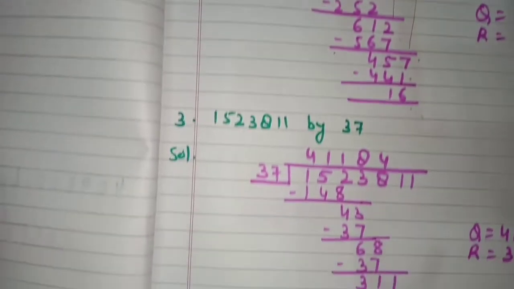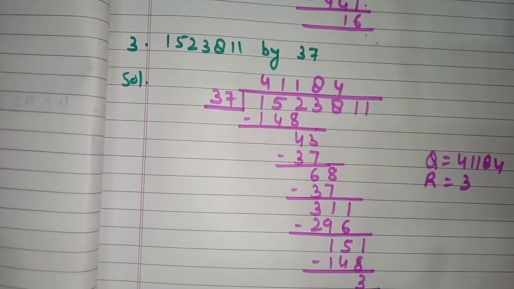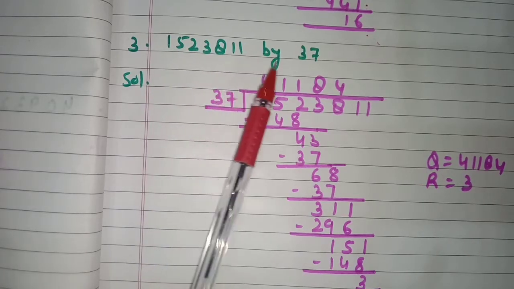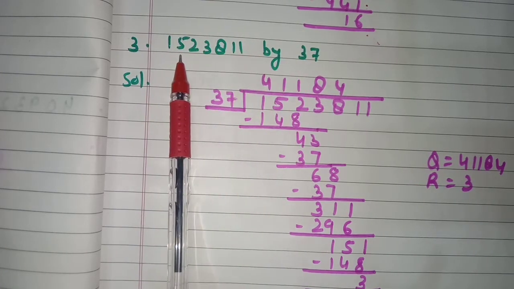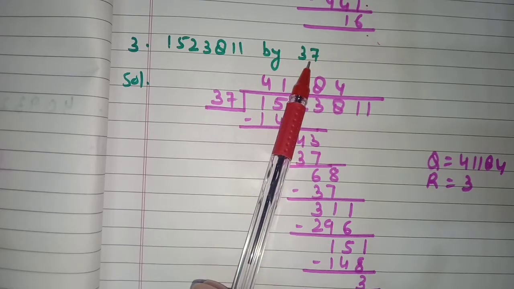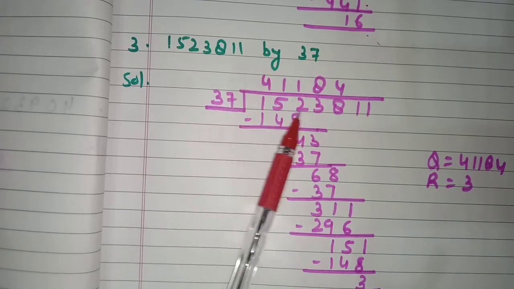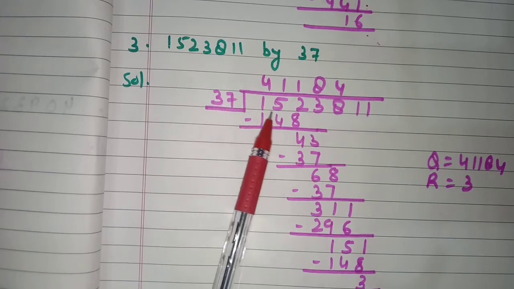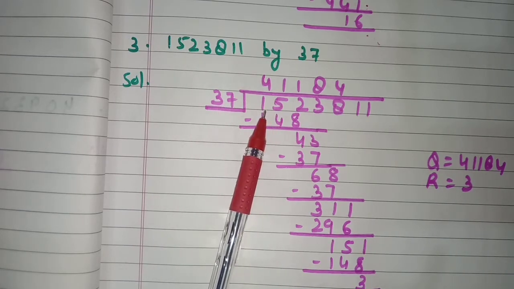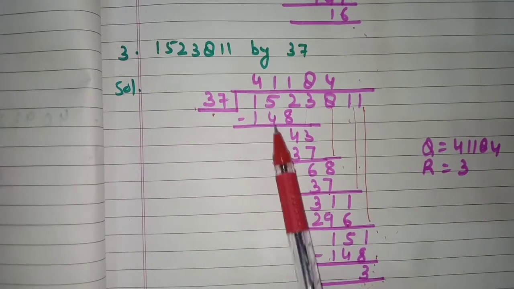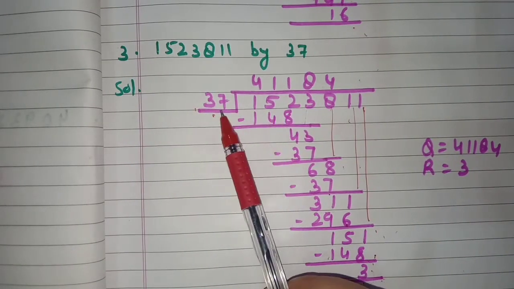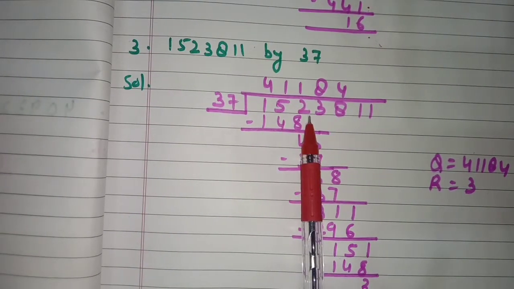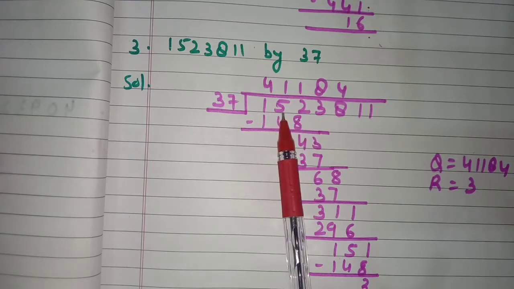Now next sum number 3. Now here we need to divide 15,23,811 by 37. So this is the dividend and this will be the divisor. So divisor we have to write here and dividend here. Again our divisor is of 2 digits. So we need to take 2 digits from the left side of the dividend. But the number formed by 2 digits is 15, which is less than the divisor. So we need to take 3 digits from the left side, and the number formed by 3 digits is 152.